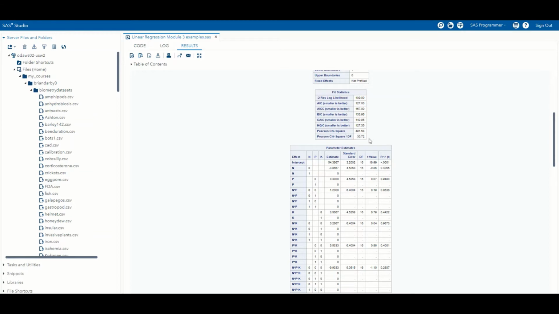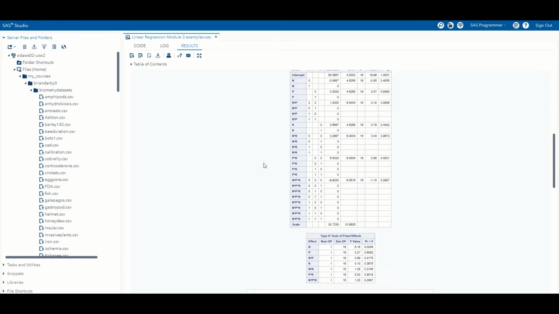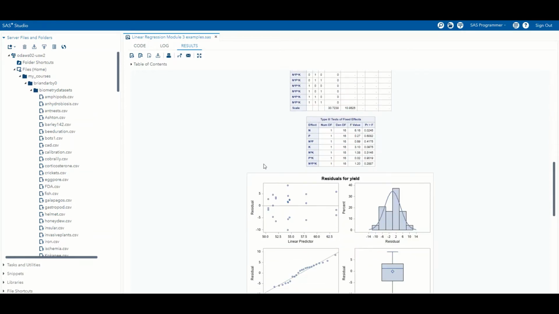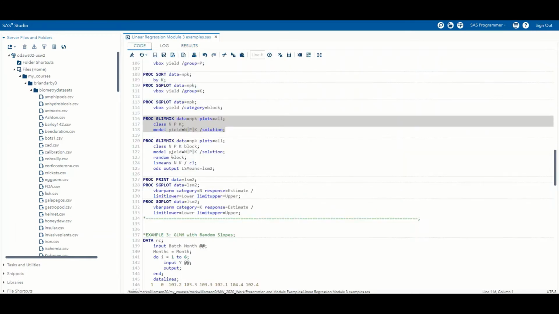Pretty high chi-squared, so we can definitely improve our model fit. Residuals look okay. Looking down here at fixed effects, looks like nitrogen alone is significant. Phosphorus alone is not. Potassium alone is not, and none of the other interactions is significant. So that's what we found here.